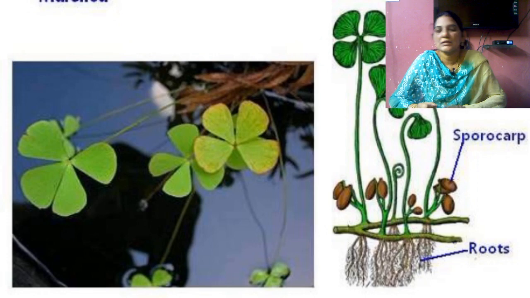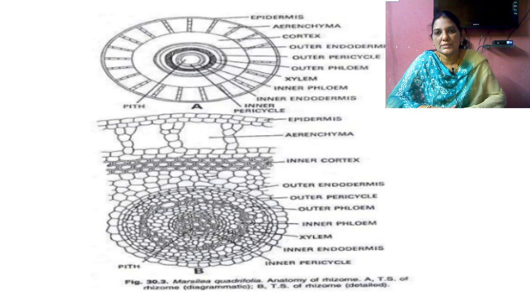And coming to the internal structure of the rhizome, it is divided into 3 parts: epidermis, cortex and stele. The epidermis is a single layer made up of parenchyma tissue, and below the epidermis the cortex is present. The cortex is divided into 3 parts: outer cortex, middle cortex and inner cortex. The outer cortex is made up of parenchyma tissue. Here the air chambers are present. Air chambers are filled with air, so they help in floating on the water.